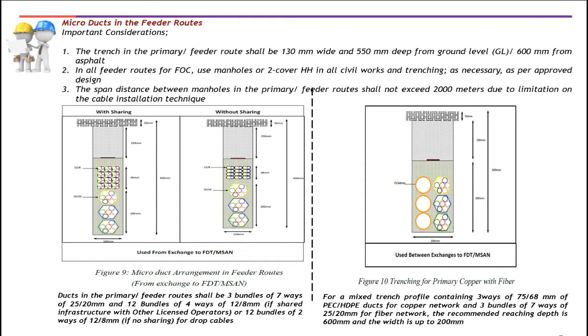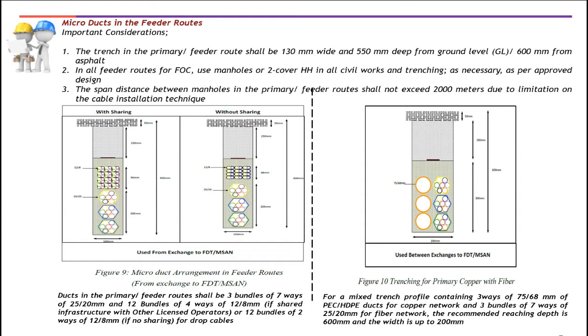So in this slide, first picture is used from exchange to FDT or MSAN. Okay, so ducts in the primary or feeder routes shall have three bundles of seven ways of 25/20 mm main ducts and 12 bundles of four ways of 12/8 if it is shared, or 12 bundles of two ways by 12/8 if no sharing for the drops. While the picture on the right side, this is used between exchanges to FDT or MSAN.